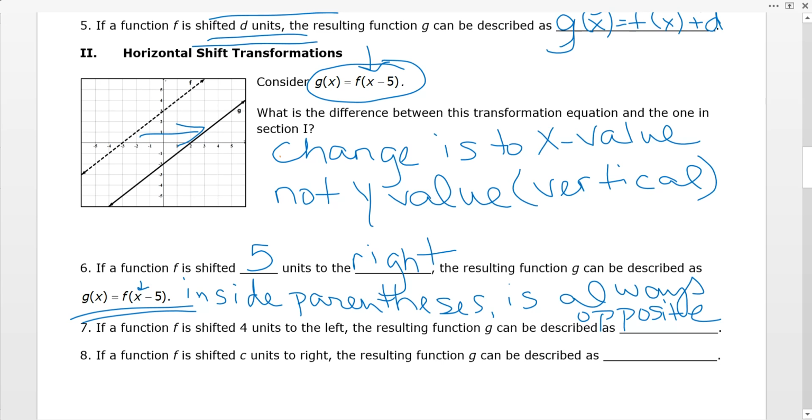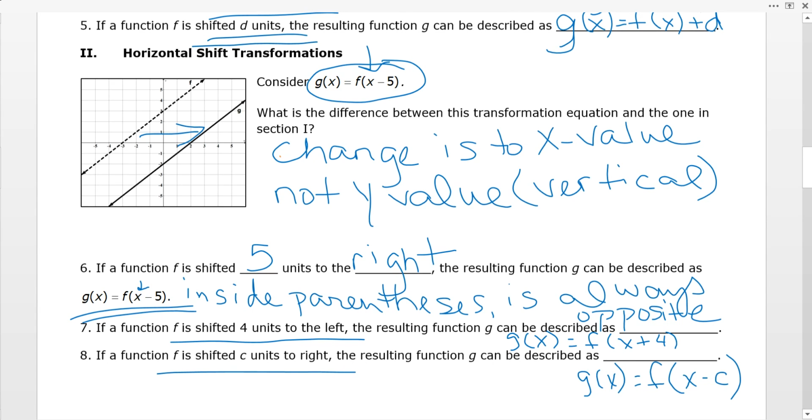Okay, so horizontal shift happens inside the parentheses to the x value. It's always going to go the opposite direction of what the sign says. So if a function f is shifted 4 units to the left, I'm going to have to write it down here, g of x is going to be f of x plus 4. And if x is going c units to the right, g of x is going to be f of x minus c.